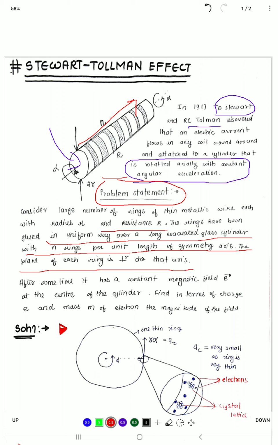There are so many rings wound on the cylinder, and it's rotating with an angular acceleration alpha along its symmetry axis. If I see the cross sectional view, what we have to find is the magnetic field B at the center of the cylinder in terms of the mass and charge of the electron.